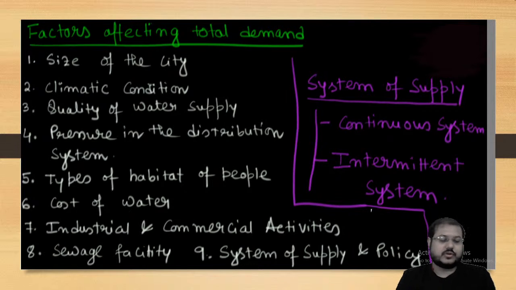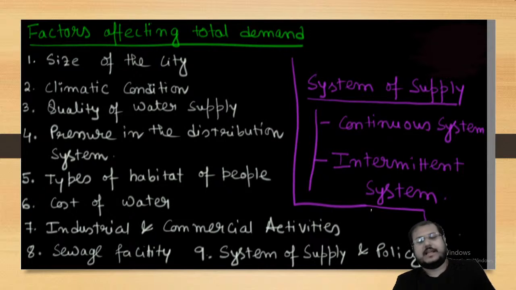Then we are going for the cost of water. If the cost of water is higher, then eventually the water uses will be lesser, an obvious relationship. Then industrial and commercial activities: if the industrial and commercial activities of a city are more, quite obviously your water uses will be higher.